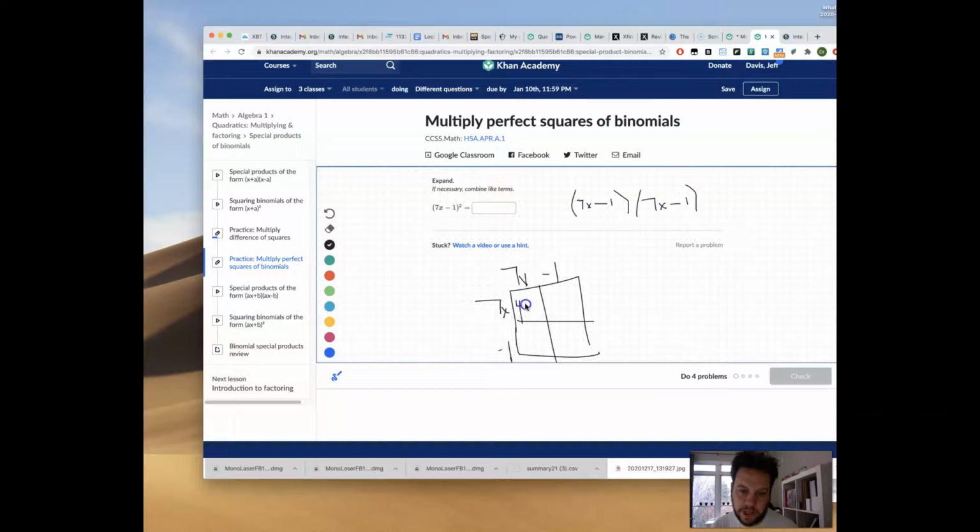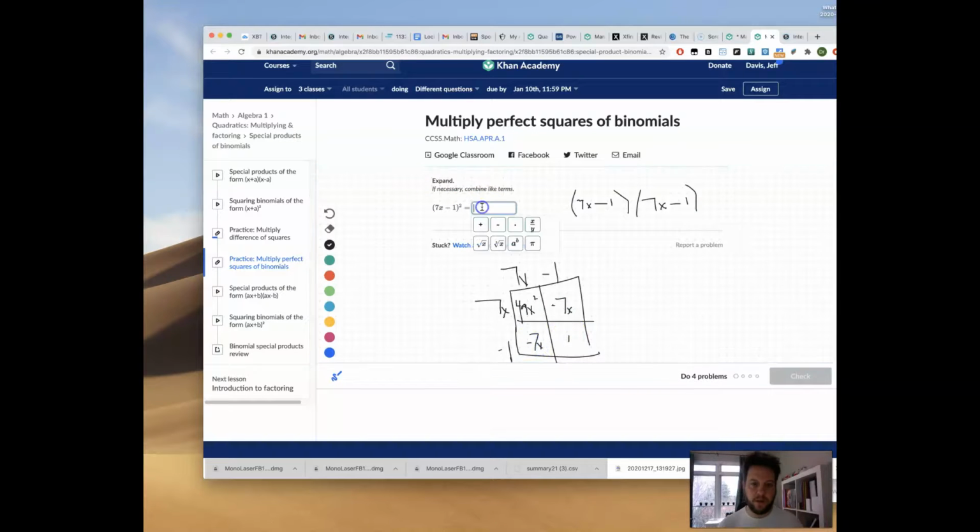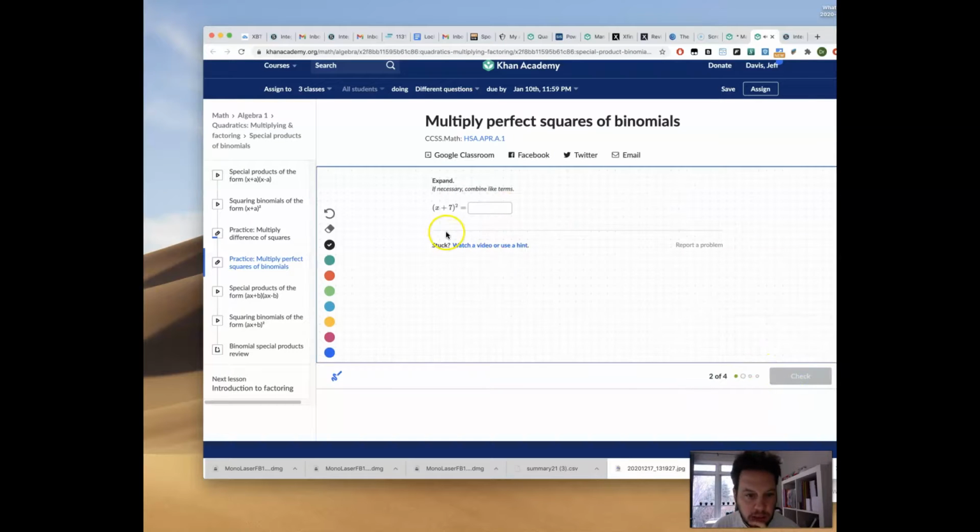So this will be 49x squared. We got negative 7x here, negative 7x here, and then a positive 1 there. So 49x squared minus 14x plus 1. And you'll notice if you had just squared the 7x, that would have given you 49x squared. And if you just square the negative 1 here, you'd get positive 1, but you'd have missed this middle term if you forgot to do the binomial squared piece.